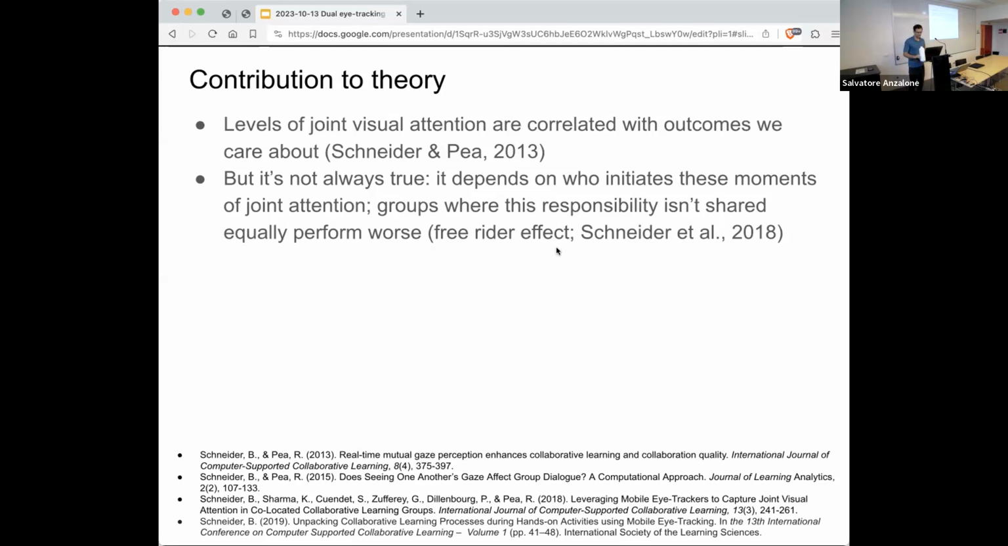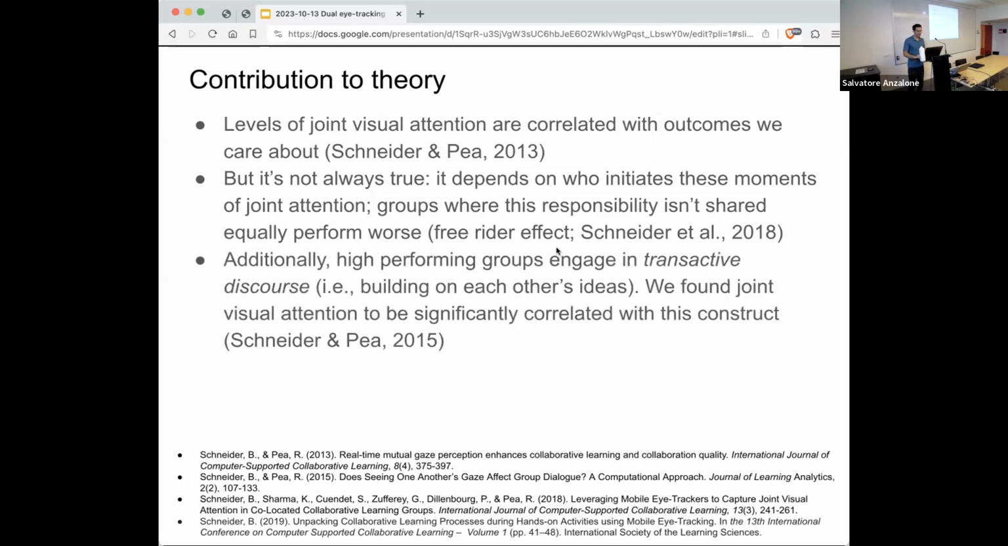We also found that high-performing groups tend to engage in interactive discourse, meaning that they tend to build on each other's ideas. So you can extract a measure for that from the transcripts. And we found this to be correlated with joint visual attention as well. So it's starting to show that if you start to triangulate those different things, they sort of start to point in the same direction.